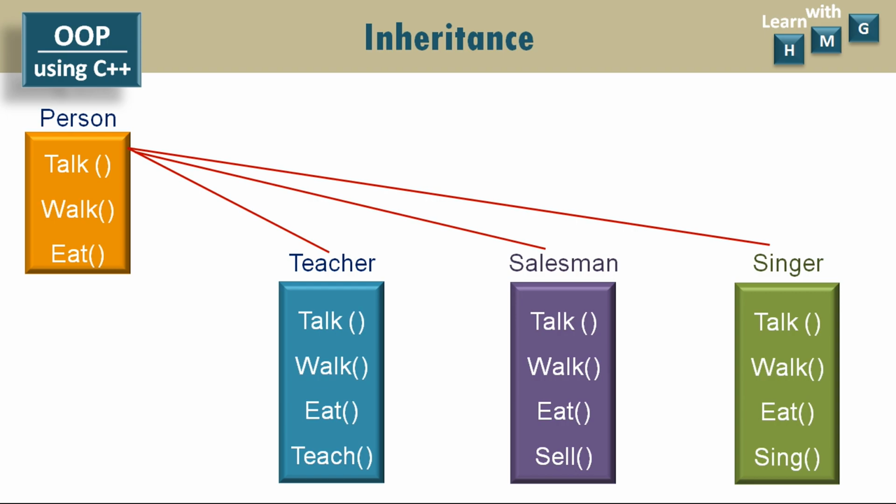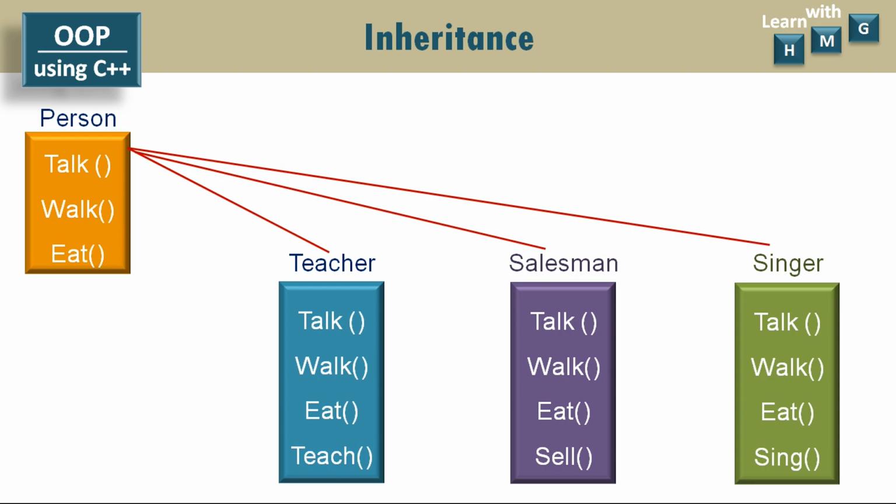So the person class is there, which has these three properties. Instead of redefining these three properties in each of the three classes, that is the teacher class, salesman class and singer class, we can inherit these three properties from the already existing class, that is person. So here person is an already existing class having three properties, talk, walk and eat, and these three properties can be reused in the teacher class, salesman class and singer class. That is the reusability feature, and this can be easily implemented using inheritance.